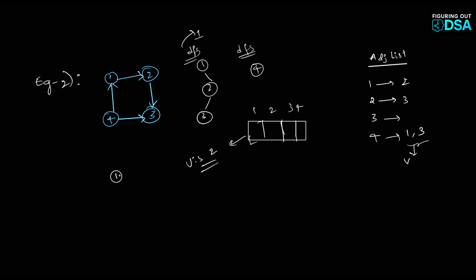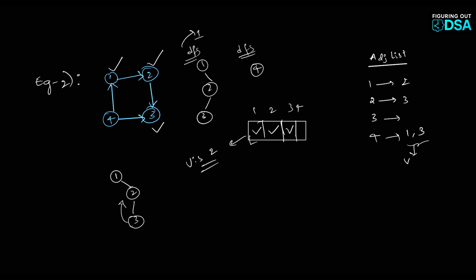So we'll start with node 1 and we'll mark this node 1 as visited, and we'll mark it here also. And from 1 we'll move to node 2, we'll mark this node 2 as visited, and from 2 we'll move to node 3, we'll mark this node 3 as visited, here also we'll mark it, and then from 3 we don't have any connected nodes, so we'll backtrack to node 2.